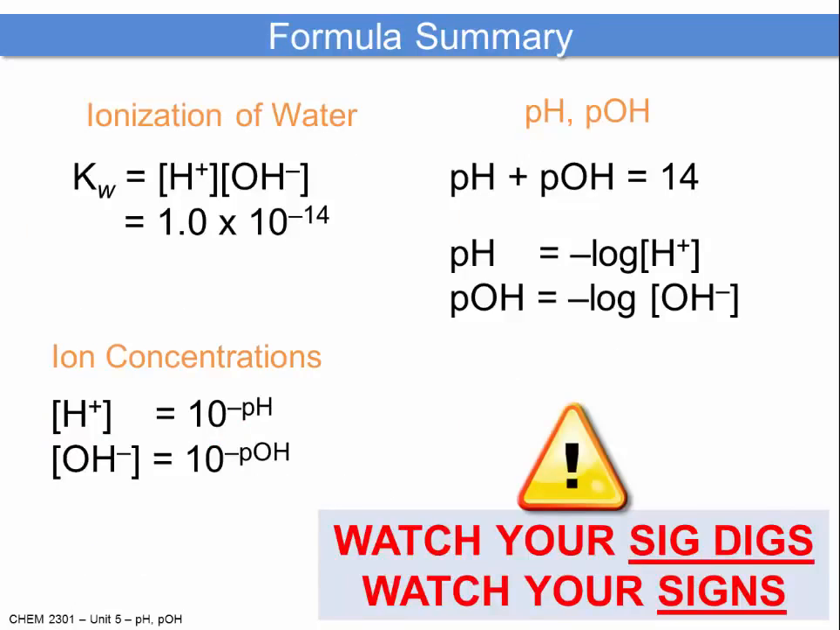In the end, a bit of a formula summary. Kw is equal to the hydroxide ion concentration times the hydrogen ion concentration, which equals 1.0 times 10 to the negative 14. We need to remember that. The ion concentration is represented by the values that we just finished looking at. The pH and the pOH are equal to the negative log of the respective ions. Additionally, we need to recall that the pH plus the pOH will always equal 14, because the pH represents the number of hydrogen ions and the pOH represents the number of hydroxide ions, and in total they will sum to 14. We need to watch significant digits, those are tricky, and also remember the signs.